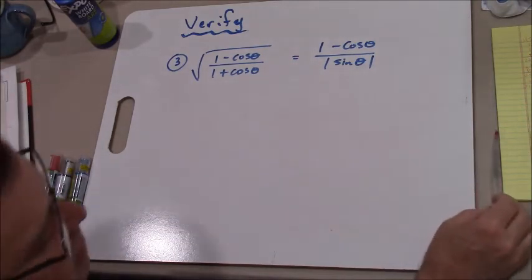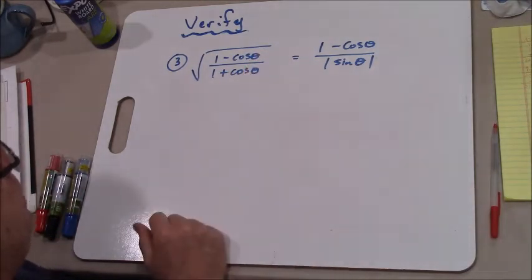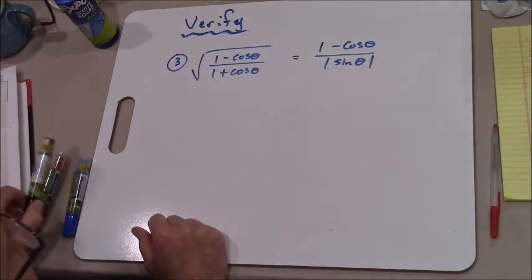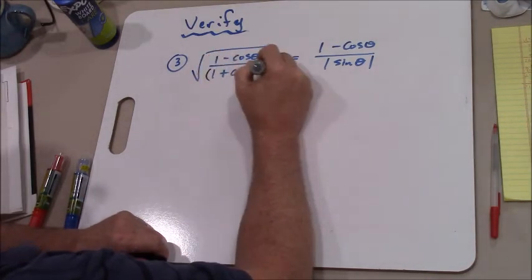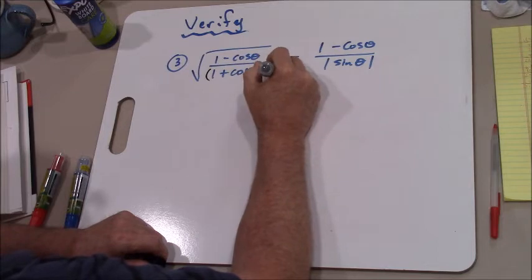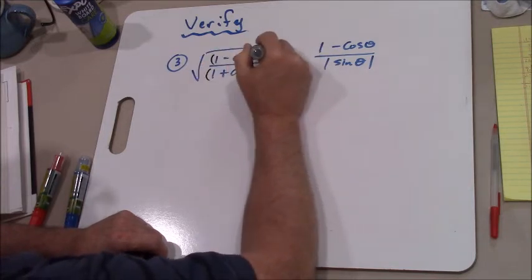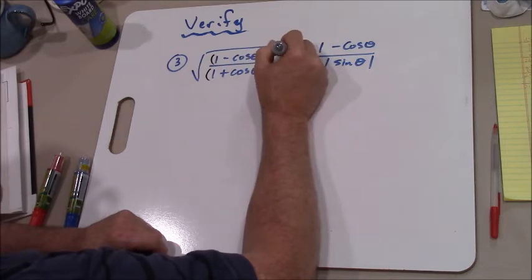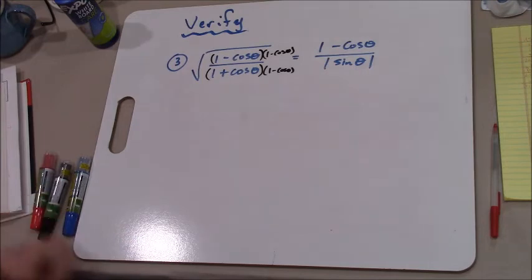And one of our strategies that we've talked about is multiplying top and bottom by a conjugate. So I think that's where I would go with this. I would take the conjugate of this denominator, 1 minus cosine theta. What you do to the bottom, you have to do the same thing to the top, 1 minus cosine theta. And I would then push forward with that. You guys go ahead and try it.